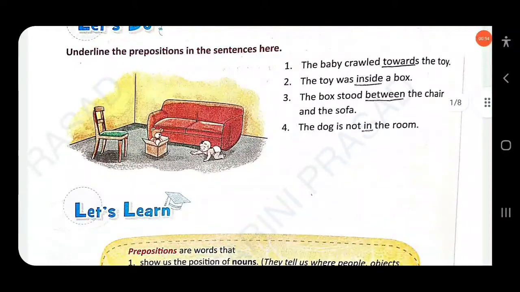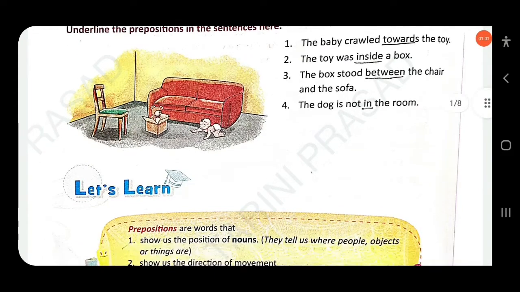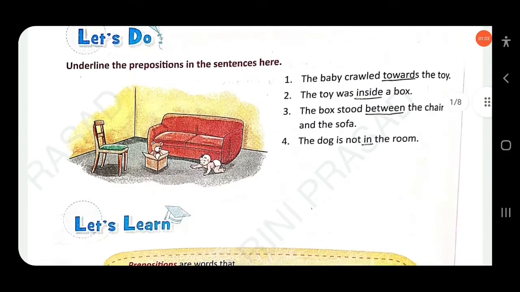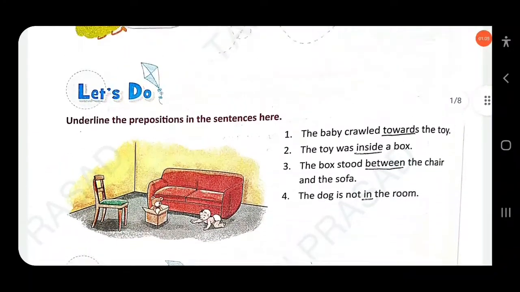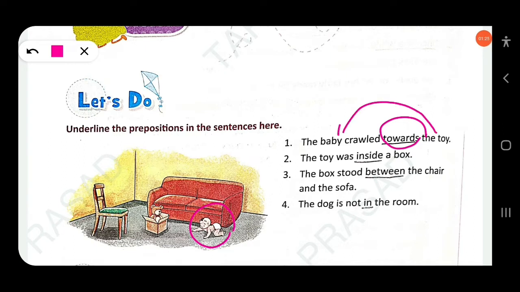A preposition is a word used before a noun or pronoun to show its relation with the other words in a sentence. Look at this example: The baby crawled towards the toy. Look at this picture. The baby crawled towards. Towards means this is a movement, so this is known as a preposition of movement. Here it shows the relation between the toy and the baby.